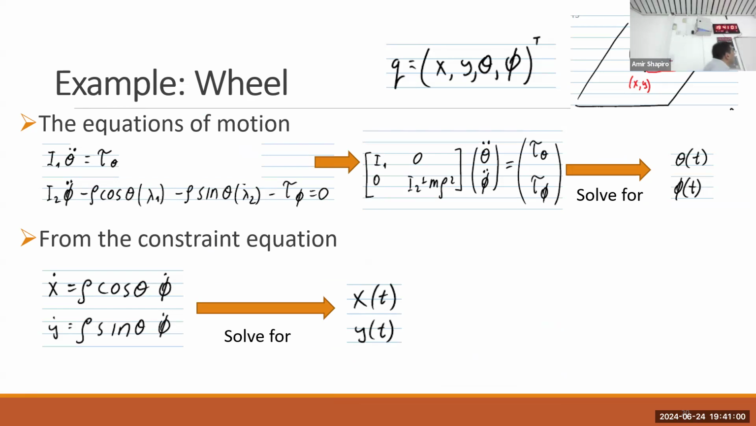So, from these two equations of motion, we can integrate them and solve for theta and phi as functions of time. And then substitute theta and phi into the constraint equation and solve for x and y. And then we get x, y, theta and phi.